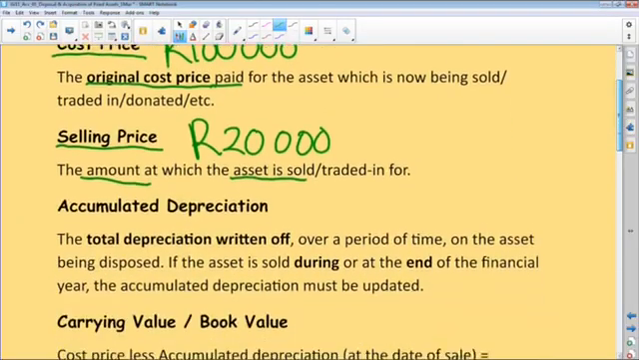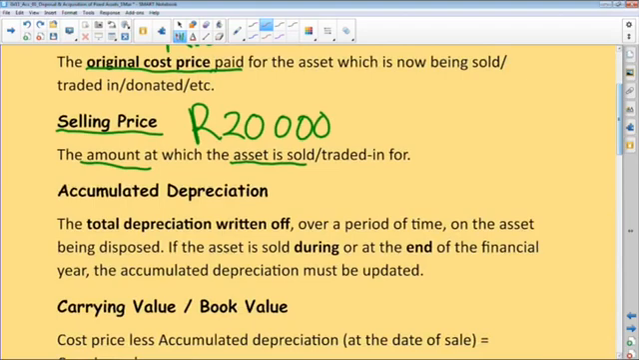Right, the next key concept. You've come across this before in grade 10, but let's recap on accumulated depreciation. The total depreciation that has been written off over a period of time on the asset which is being disposed. If the asset is sold during or at the end of the financial year, the accumulated depreciation must be updated. Okay, we're going to talk more about that when we do an example. But for now, what is accumulated depreciation?